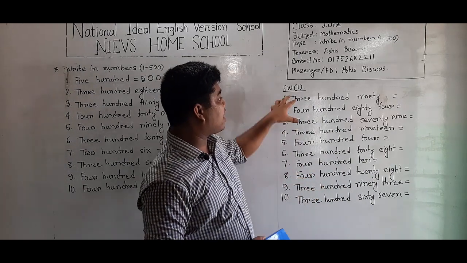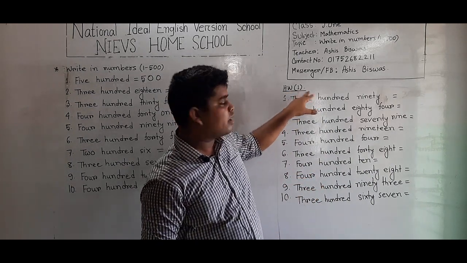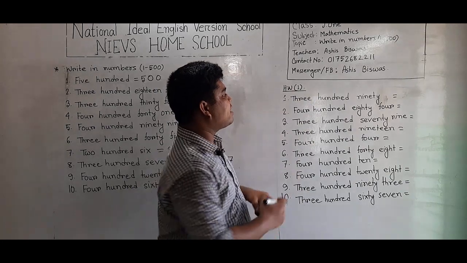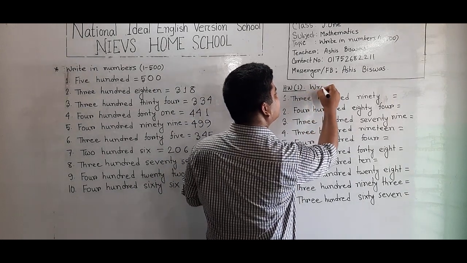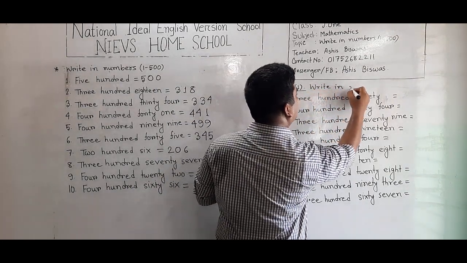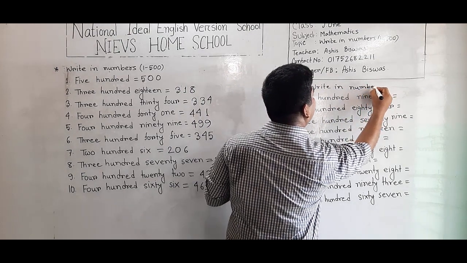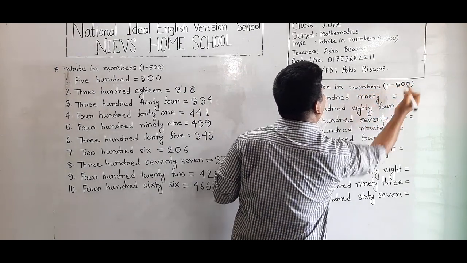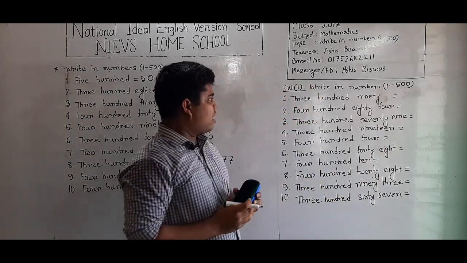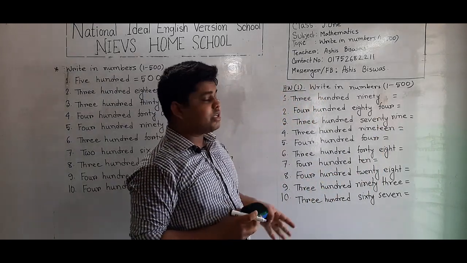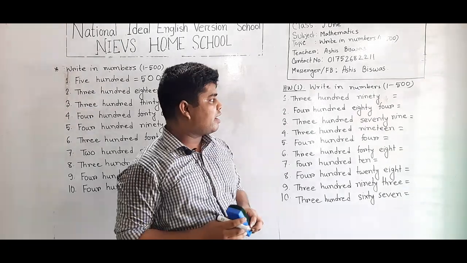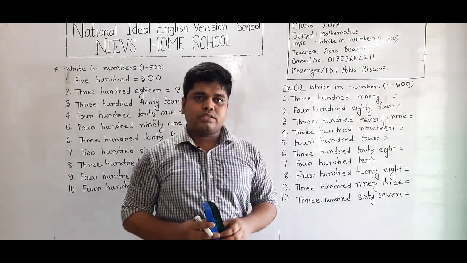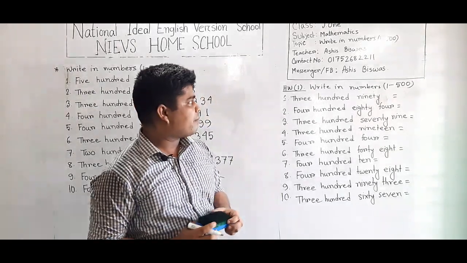And you must give the number SW1 and write the heading: write in numbers from 1 to 500. You have to submit your SW every Sunday in our library, 10 AM to 2 PM.